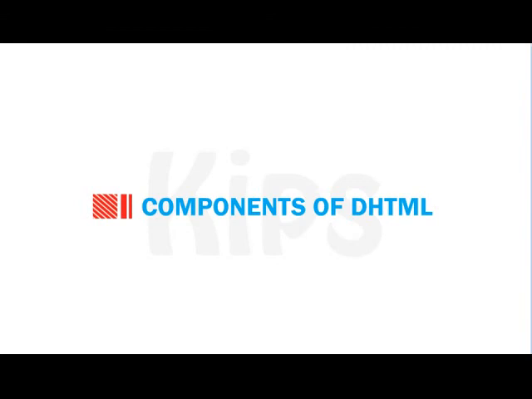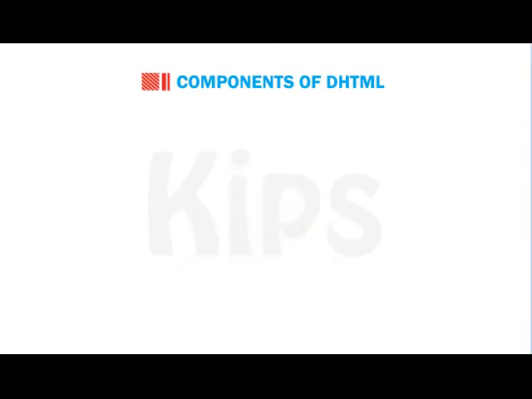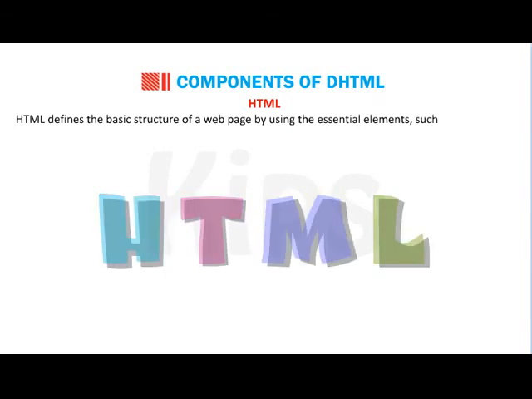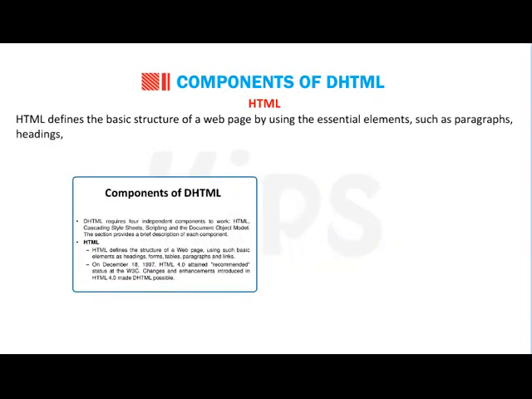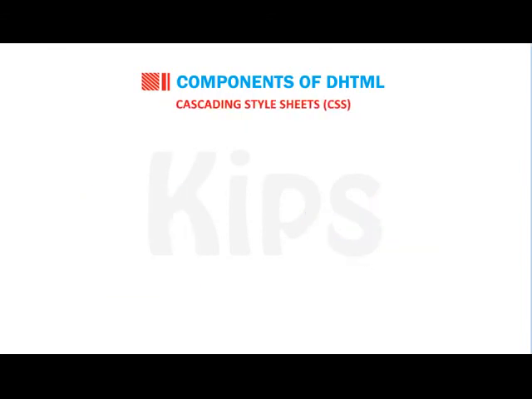Students, let me tell you about components of DHTML. DHTML is an emerging technology to develop dynamic web pages and consists of the following components. HTML. HTML defines the basic structure of a web page by using the essential elements such as paragraphs, headings, forms, tables, and links. Cascading Style Sheets (CSS).